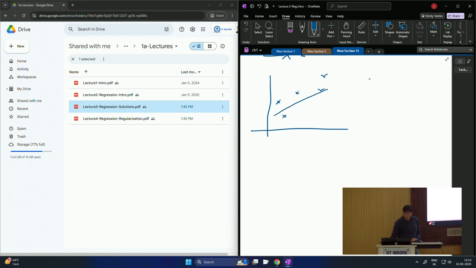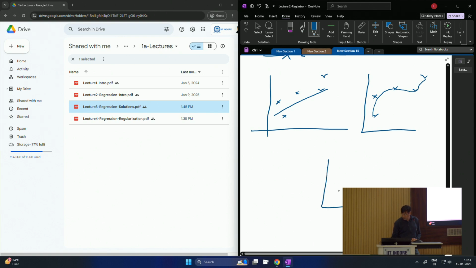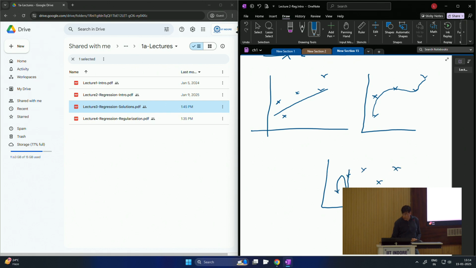and I draw this line here using the same set of data points, and then I draw one more set of points. This is the same set of points, but they are different curves which are going around it.